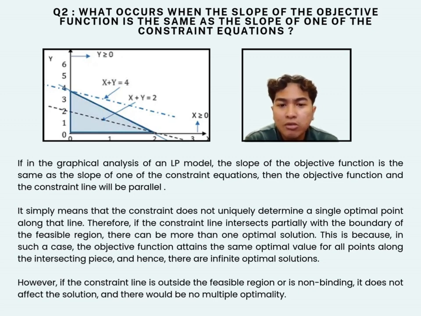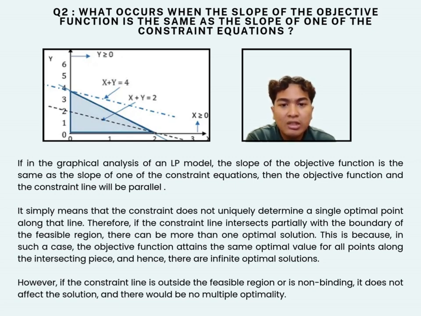Now we go to question 2. In the graphical analysis of an LP model, what occurs when the slope of the objective function is the same as the slope of one of the constraint equations? So my answer is, if the slope of the objective function is the same as the slope of one of the constraint equations, then the objective function and the constraint line will be parallel. It simply means that the constraint does not uniquely determine a single optimal point along that line.